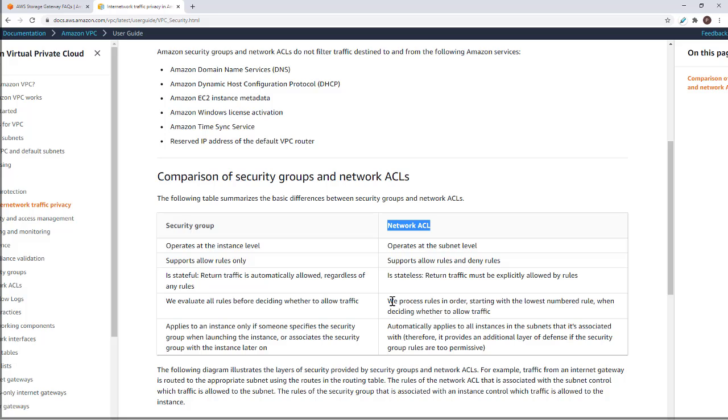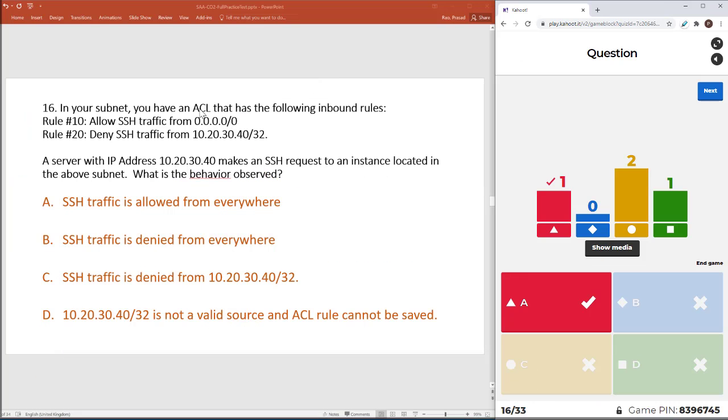So here, if you see this, we process rules in order, starting from the lowest number rule, when deciding whether to allow traffic. For security groups, all rules are evaluated before deciding whether to allow traffic. Because the question is about NACLs, and it's going to go from the lowest order, the first rule says allow SSH from any IP. So even if you have a deny after that, it doesn't matter, because it says for any IP allow it.